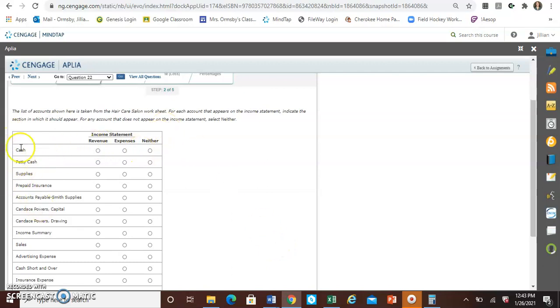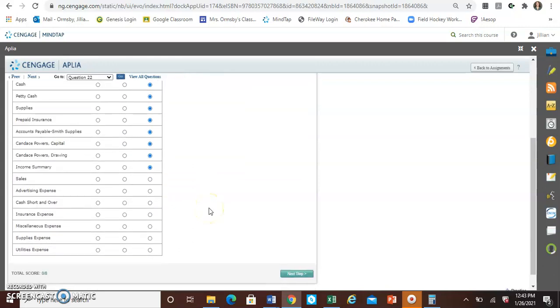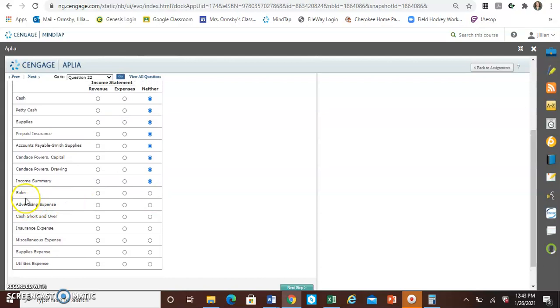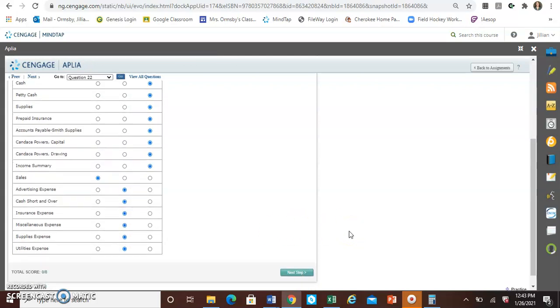Our next step is to indicate which accounts would be in the income statement. So all of our assets, cash, petty cash, supplies, prepaid insurance, accounts payable, capital, drawing, income summary, are not included on the income statement. So we're just going to put neither for all of them. They would all be in the balance sheet, not the income statement. Now sales would be in the income statement. Sales and all of our expenses would be in this income statement. Sales is revenue, so that would go in the credit column. And our expenses would all go in the debit column.